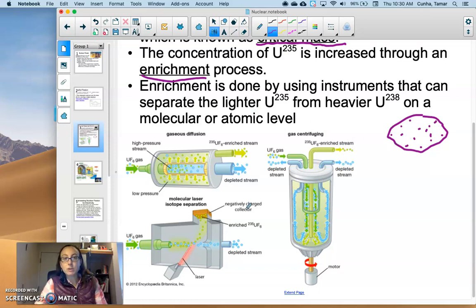And this enrichment process is really the point in the process that's really, really hard to overcome. So when countries are trying to develop nuclear technologies, this is really the sticking point, this whole how do we separate out, how do we enrich uranium?